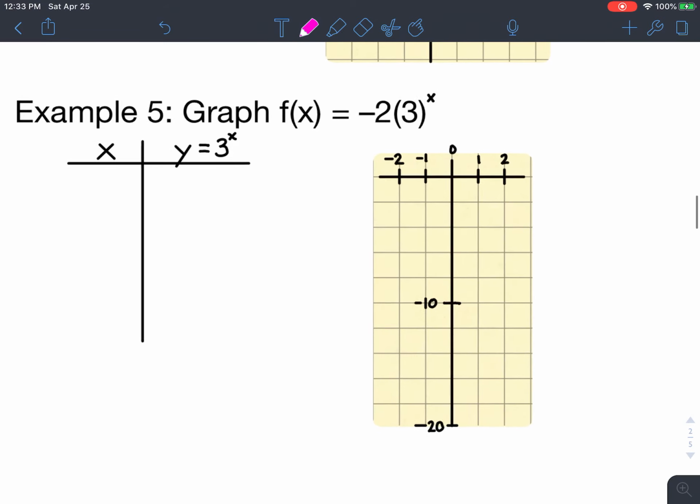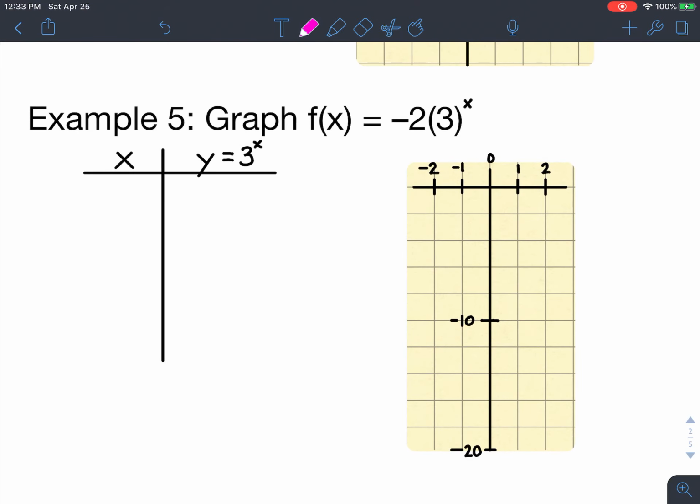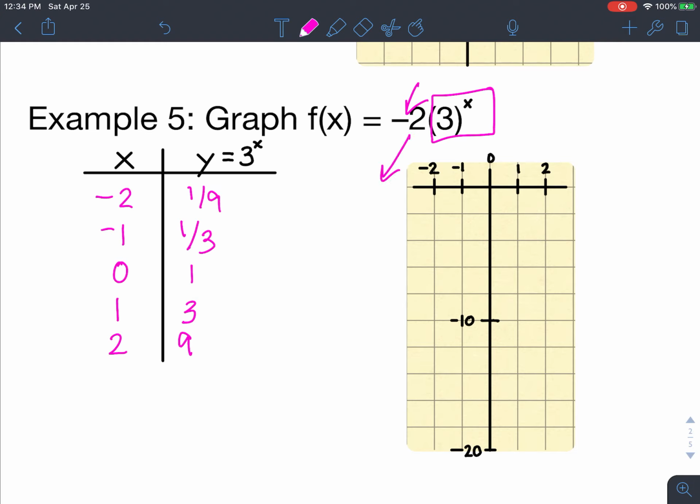All right, let's try another example. Now this one has a multiplier. So the parent is 3 to the x. So I'll just start with the -2 because 3 to the third is 27. So that's kind of annoying. And we'll worry about this guy after. So here's the parent. 3 to the 0 is 1. 3 to the 1 is 3. 3 to the 2 is 9. 1/3, 1/9. And now this is a change to y.